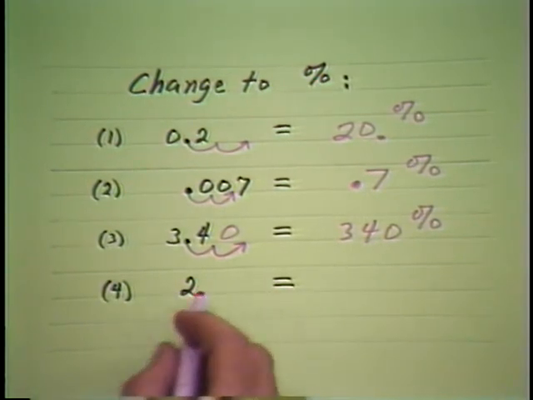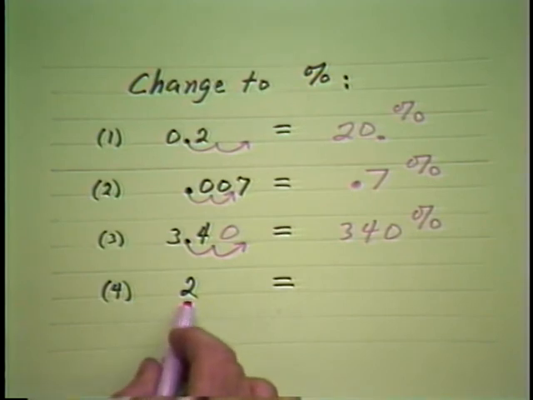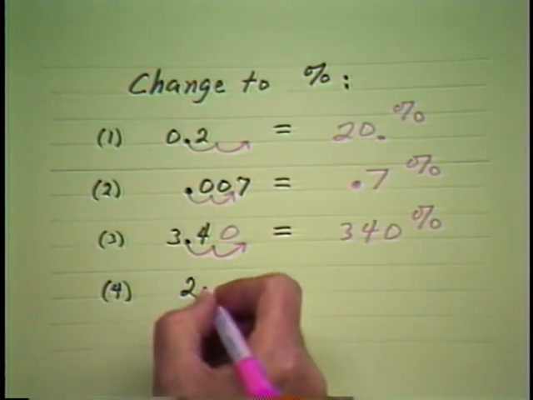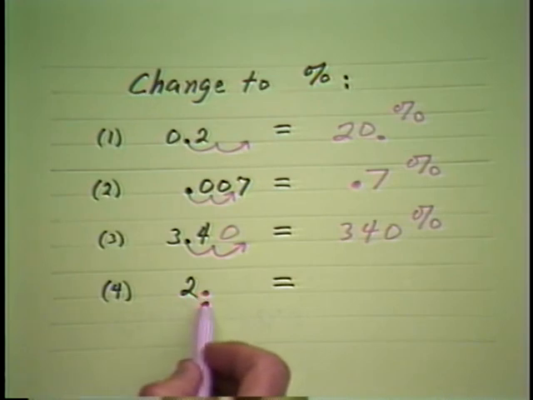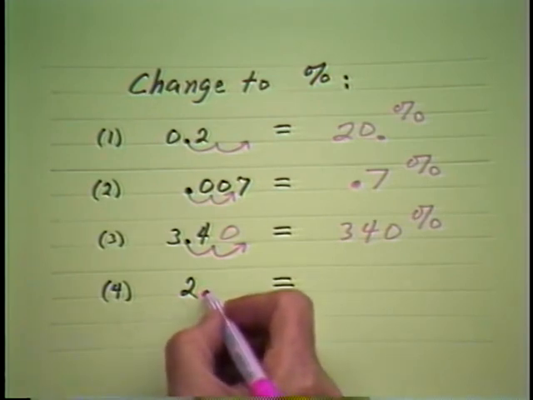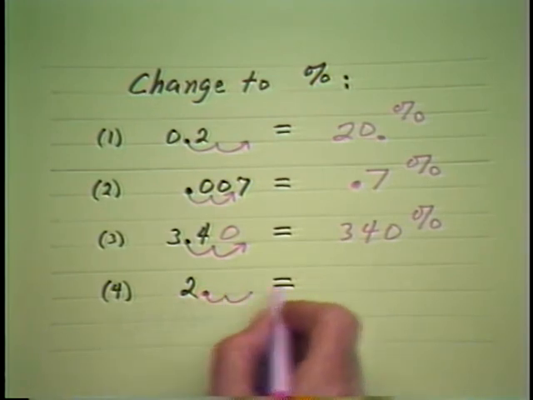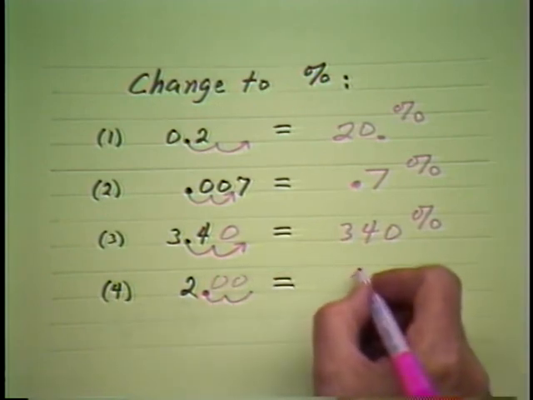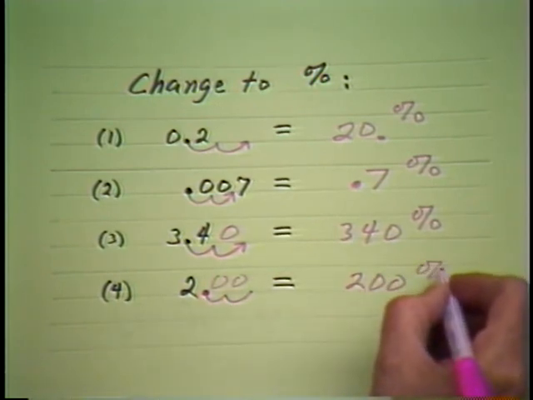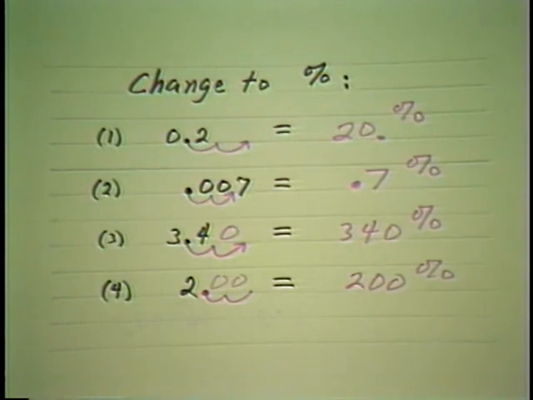Now in this one, it looks like there is no decimal to move, but remember the decimal point is always to the right of a whole number. Then move it 2 places to the right or towards the percent, and stick the percent on.